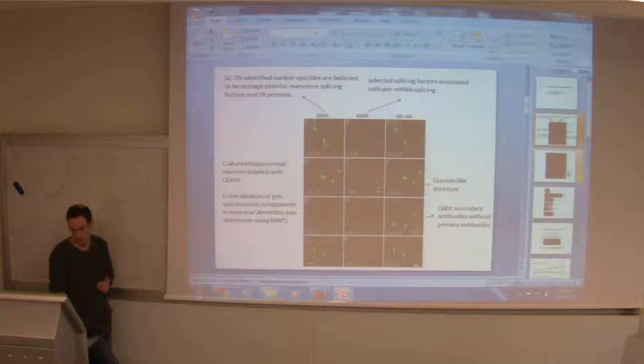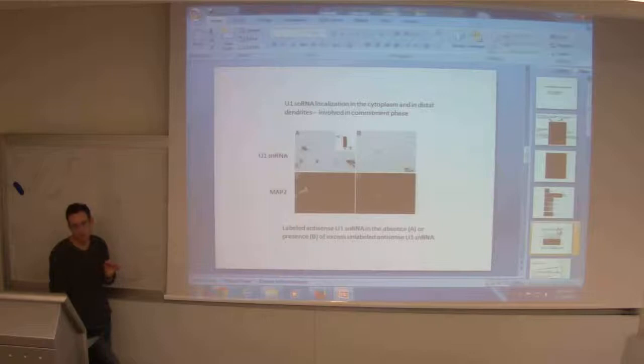Okay, as we said, the spliceosome also includes RNA molecules, snRNA. So they also stained against RNA, which I think is a bit more tedious an experiment. They stained against the U1 snRNA. Remember, the one that binds to the left side of the exon intron junction. And again, they see a signal in the dendrite.